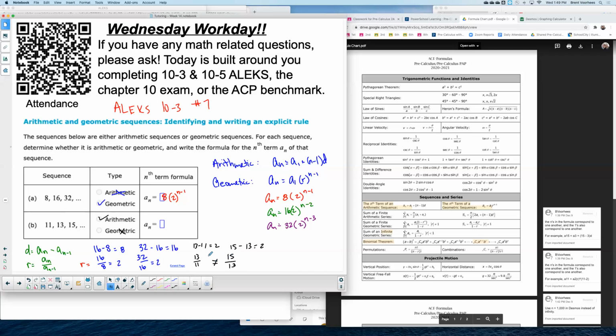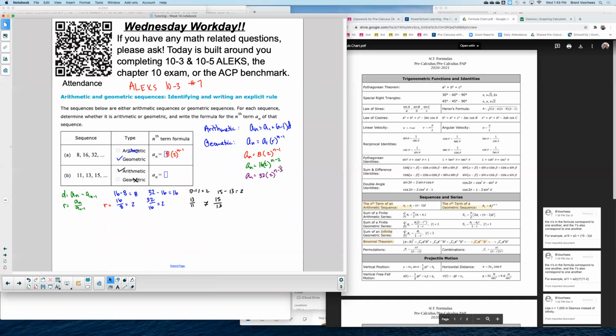Let's see here, how can I click extend page? So now I'm going to take this formula and we'll solve it for part B. So I can say a_n equals, I'll plug in the 11 plus n minus 1 times the common difference, which we just got up here as being 2.